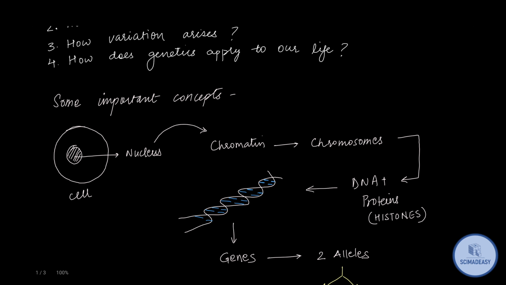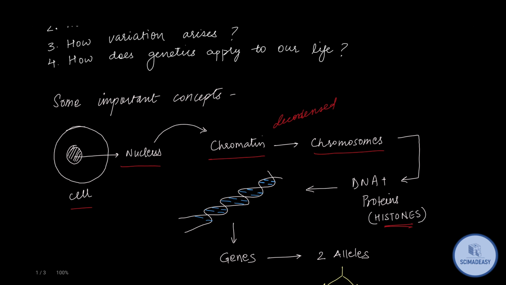As you know, all cells have a nucleus. The nucleus contains a condensed mesh of genetic material called chromatin. When this chromatin is decondensed, we get the chromosomes. Chromosomes are a combination of DNA and proteins, and these proteins are called histones. These are special types of proteins which are involved in DNA wrapping for it to form chromosomes.